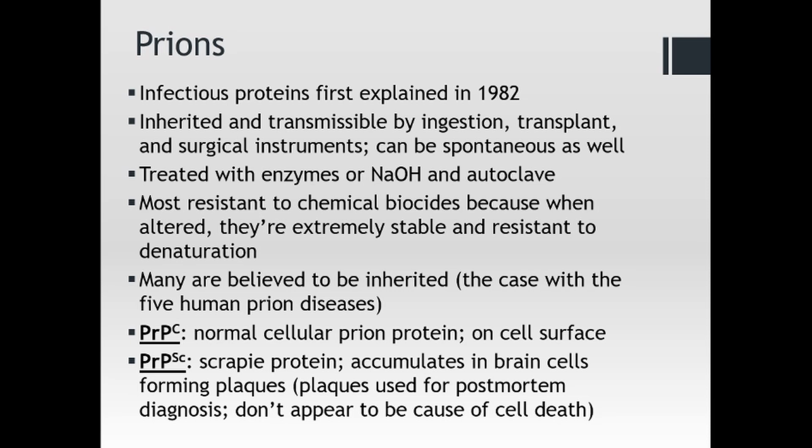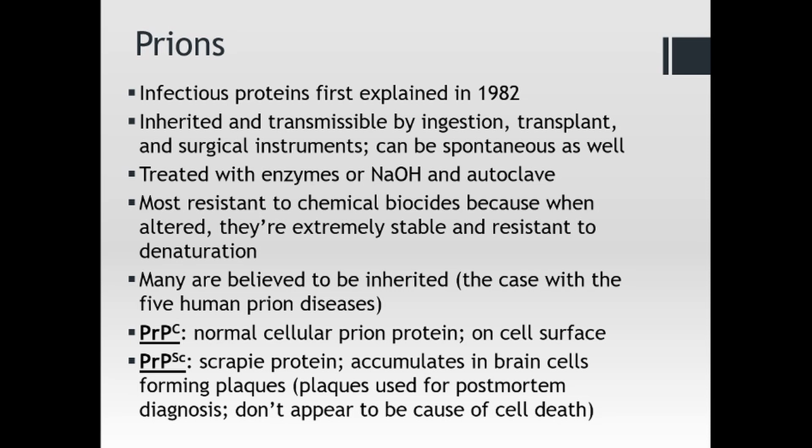These prions accumulate in brain cells forming plaques, and the plaques are these dense areas that you see, for example, in Alzheimer's too. So we think there might be a connection between prions and Alzheimer's. We're not sure, and the plaques that are associated with them.